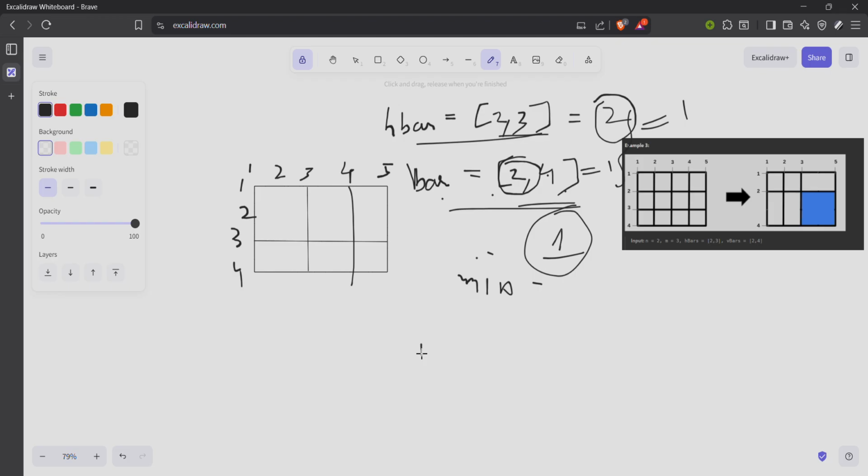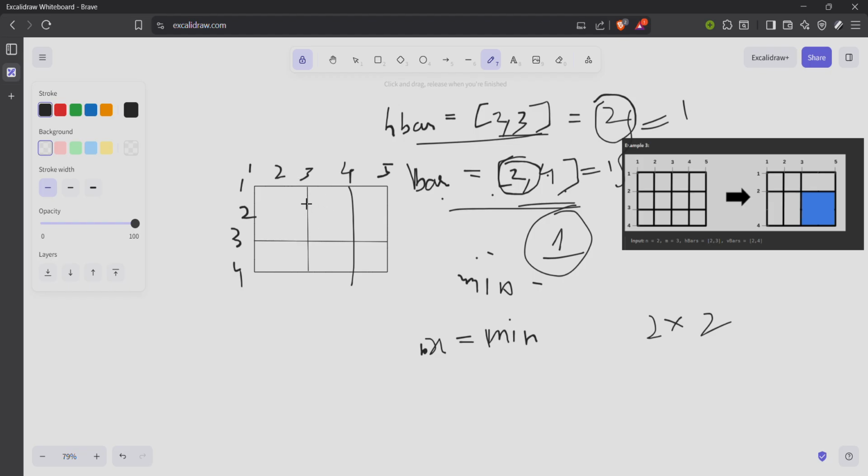Let's say x is the minimum. When we have the minimum as one, we remove one element, we remove one grid, and we get an area of 2 cross 2.